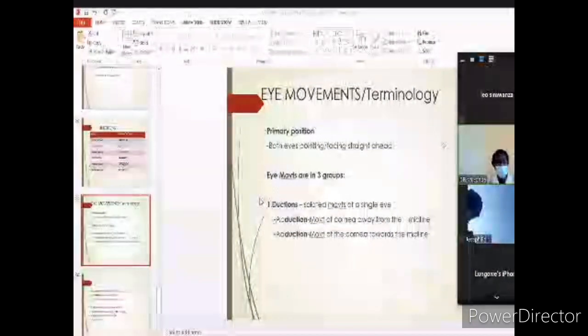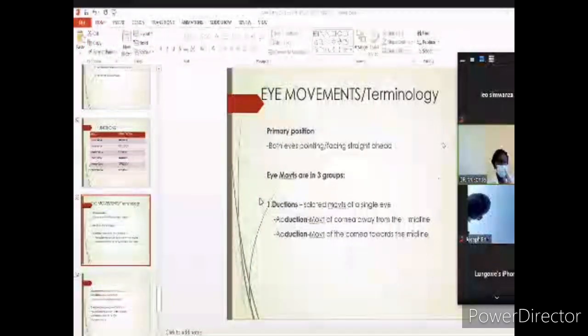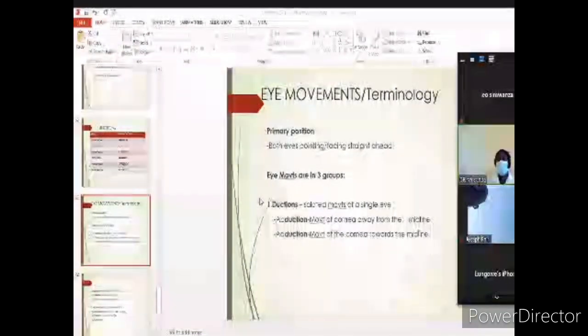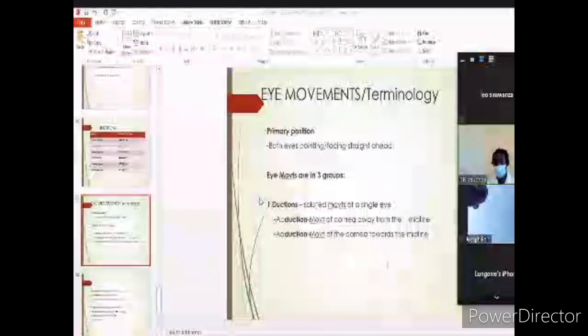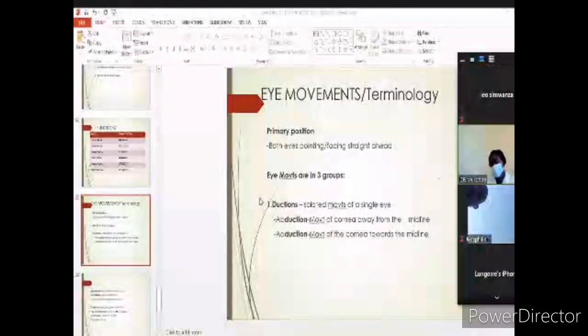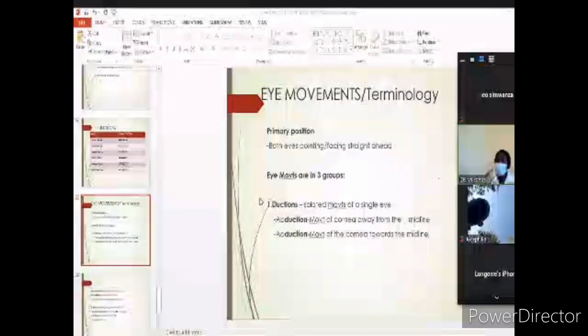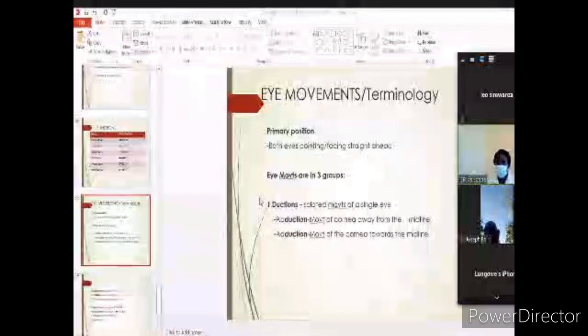The movements of the eyes are in three groups. We have ductions, we have versions, and we have vergences. So when we talk about ductions, we are talking about isolated movement of a single eye. So abduction is the movement of the cornea away from the midline. So if this is my right eye, when the eye moves this side outwards from the midline, it's abduction. When I bring it back in, it's adduction.